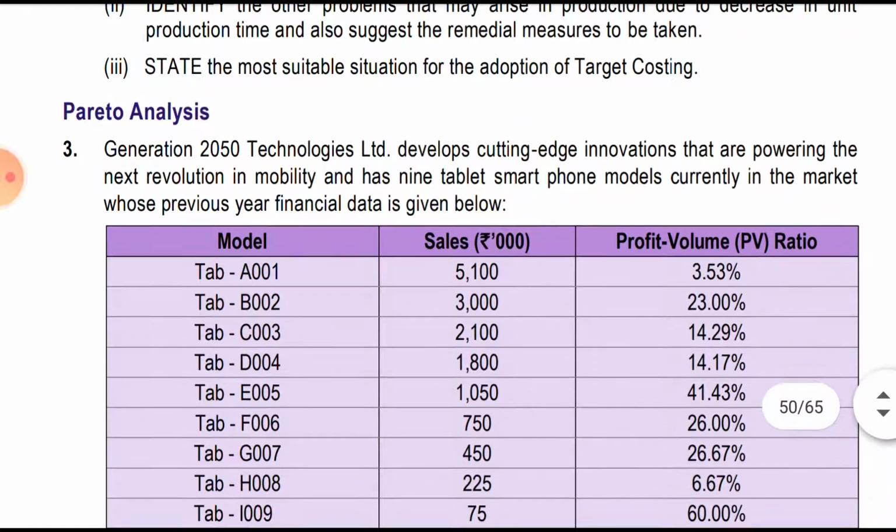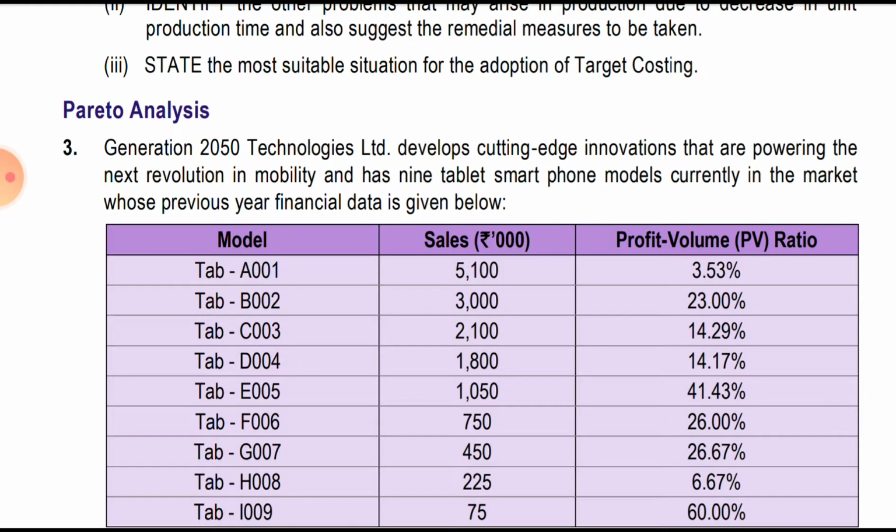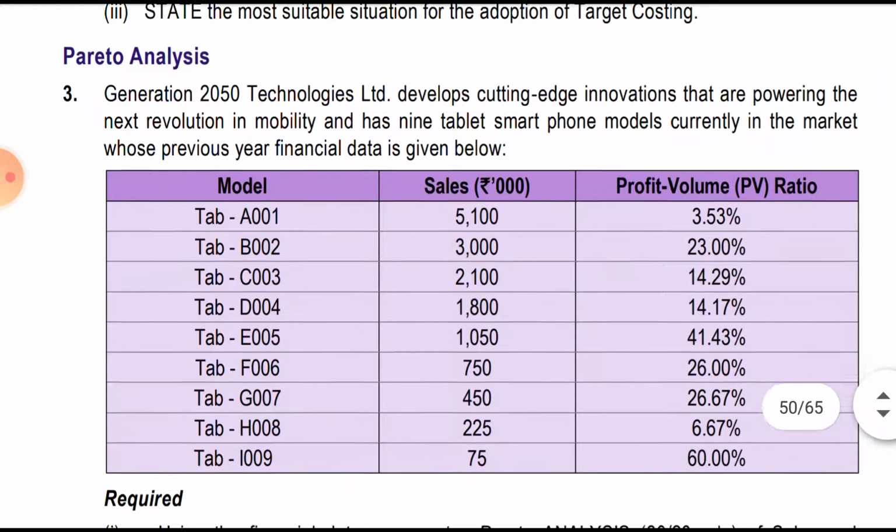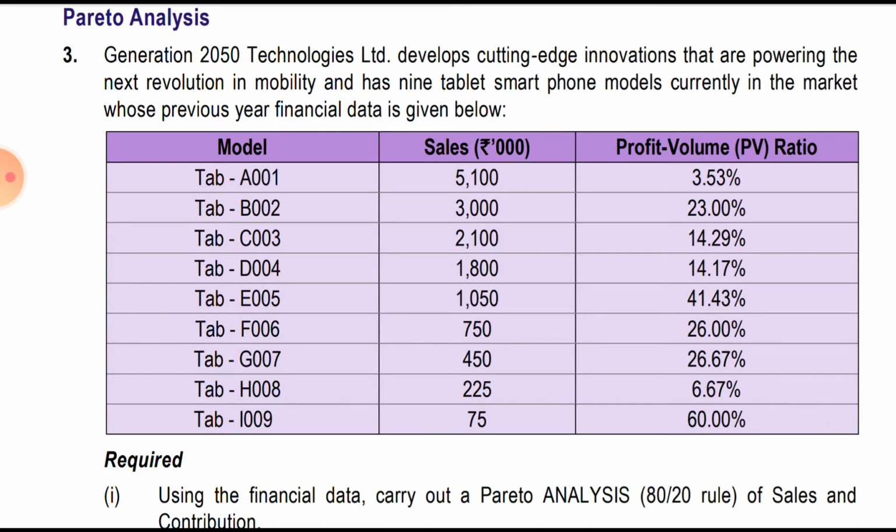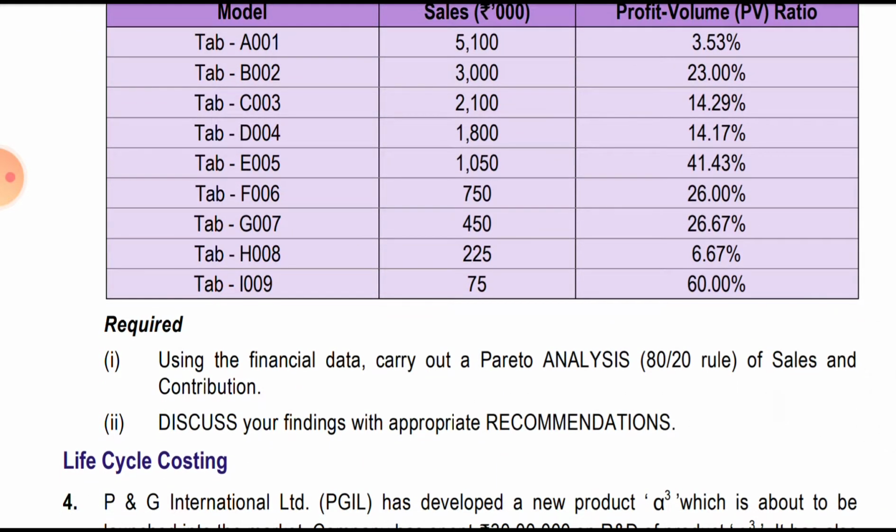We will proceed with question number 3. Generation 2050 Technology, cutting edge innovation that is powering the next revolution in mobility, has 9 tablet and smartphone models currently in the market, whose previous year financial data is given below. So there are 9 models, whose sales figures have been given, and the profit volume PV ratio is required using the financial data. Carry out the Pareto analysis 80-20 of the sales and contribution.